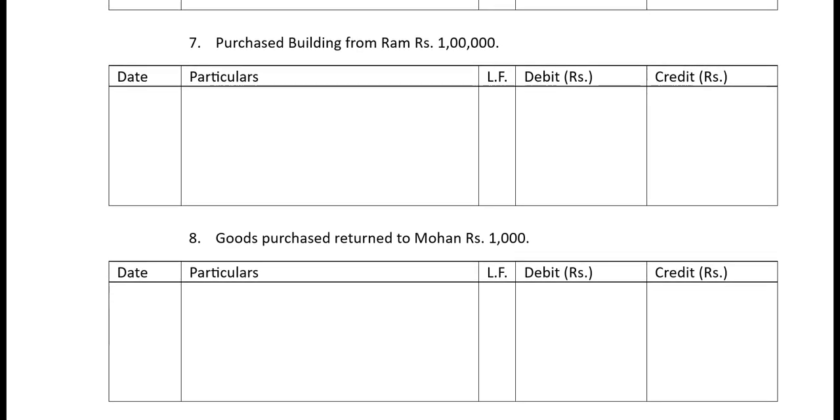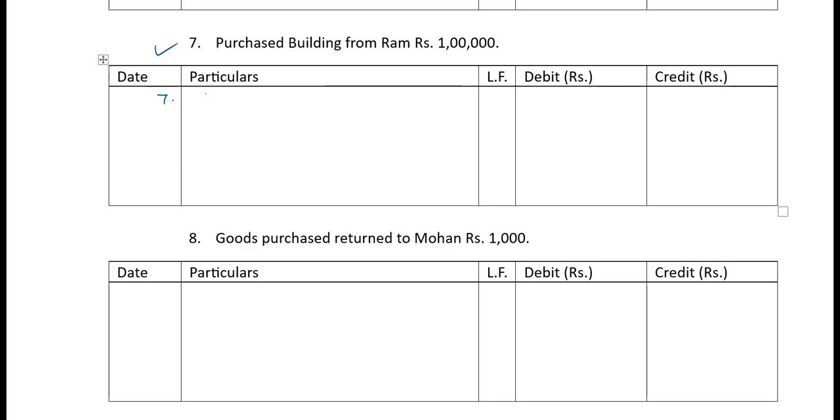Next transaction, purchased building from Ram, rupees 1 lakh. Again, the term for cash is not given. The name of the supplier is given, Mr. Ram. So this is a credit transaction. The two accounts involved are building and Ram, the supplier of the asset.